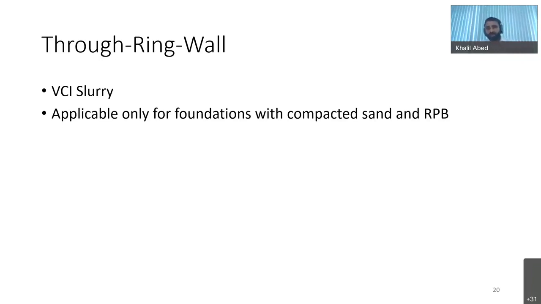And in this case, if you have a wash sand and a ring wall with release preventive barriers, that's the ideal tank foundation configuration for this application. And we use basically vapor phase corrosion inhibitor liquid in the form of a slurry.